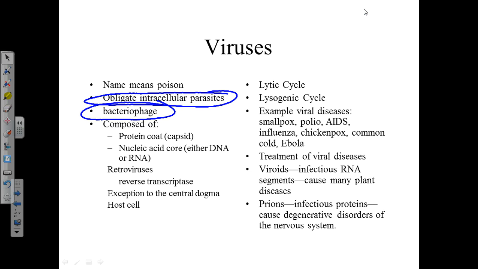You guys I know have heard of phagocytosis, right? What does it mean? It's when a cell engulfs another cell, like eats it. Phage or phago in this case means eating. It means bacteria eater. These are viruses that attack bacteria. Bacteria can get sick, and it's viruses that make them sick.